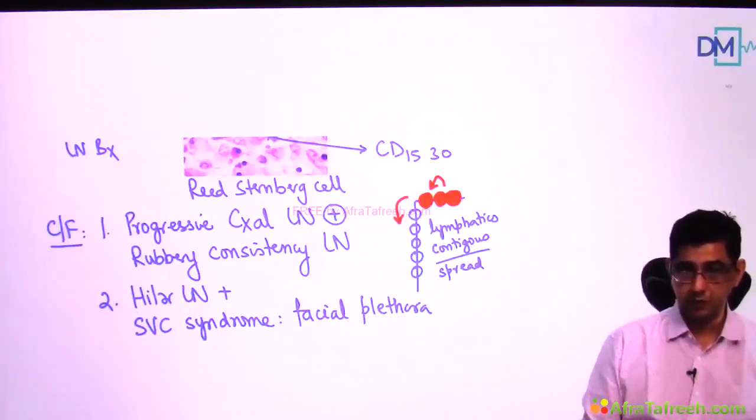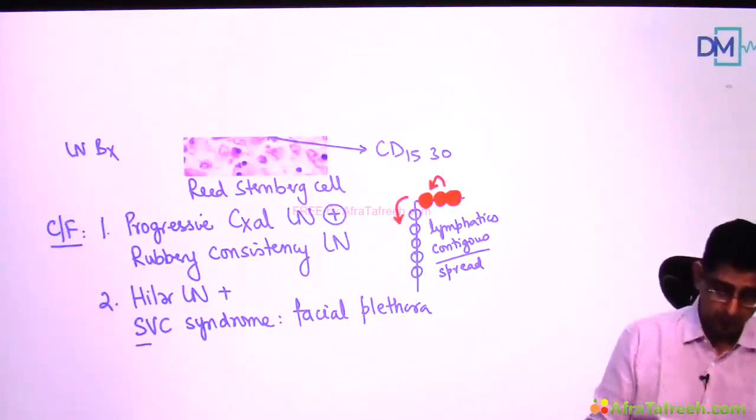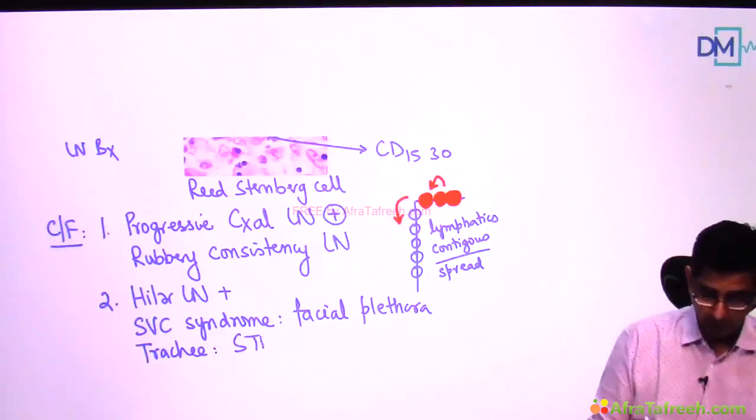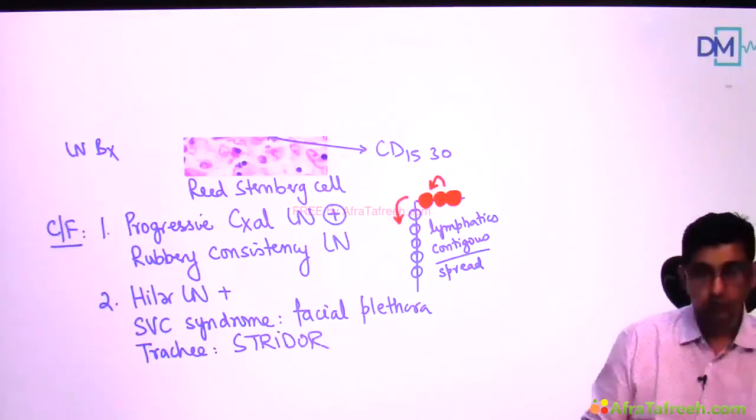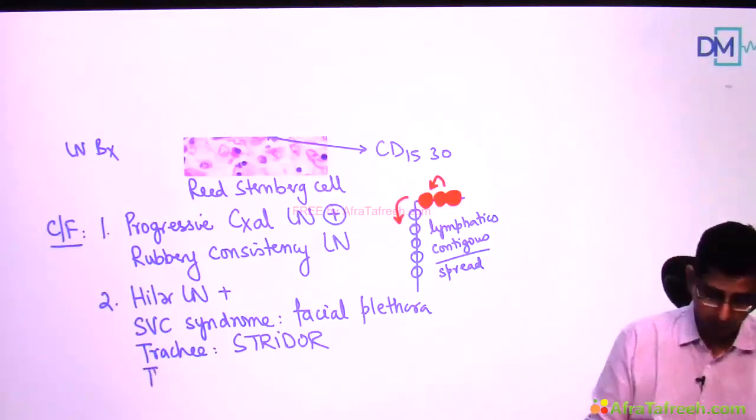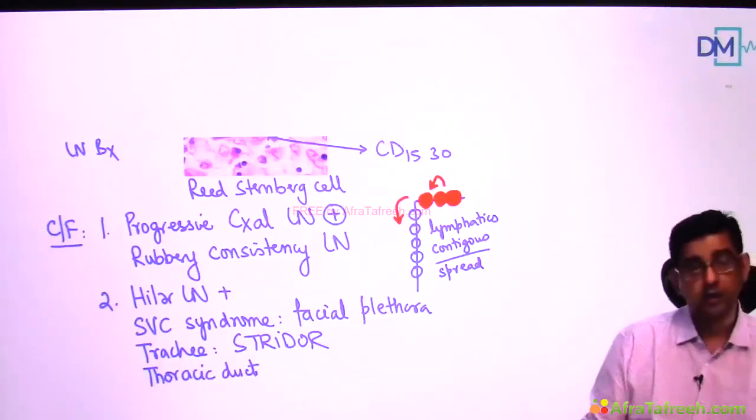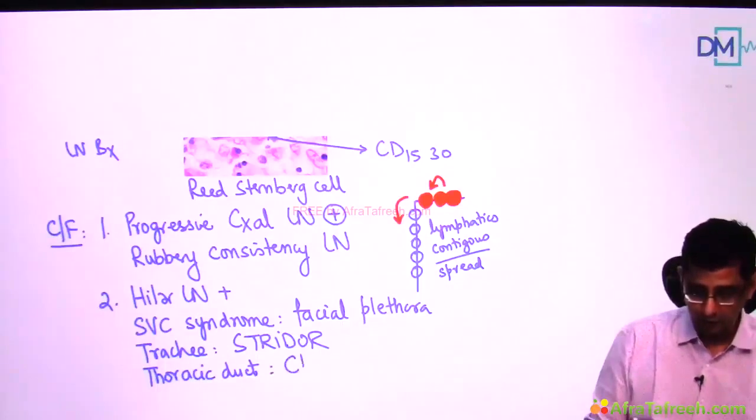The lymph nodes can then press on the trachea. This can result in development of stridor in the patient. The lymph nodes can press on the thoracic duct. The thoracic duct is responsible for transportation of chyle. So these patients can develop chylothorax.